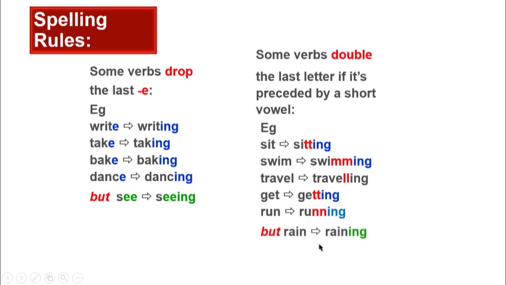But look at this verb, rain. Here N is preceded by a long vowel, a diphthong. What does this mean? It means I have two vowels, so no doubling, okay? It's important to know that when the last letter is preceded by two vowels, there is no doubling. Run, running, double N, because of the short vowel, but here, two vowels, so no doubling. Please pay attention to this important point.